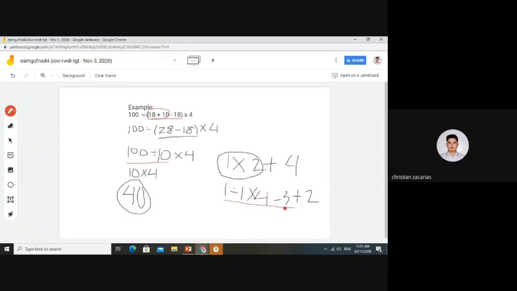Di ba sa PEMDAS, mag-start muna tayo kay P, kay parenthesis. Since wala naman tayong nasa loob ng parenthesis, mag-proceed na tayo kay multiplication and division. Now, makikita mo dito, mas nauna si division. So, i-apply mo dyan yung left to right. Mag-start ka dito: 1 divided by 1, and then isunod si 1 times 4. Nakuha mo?